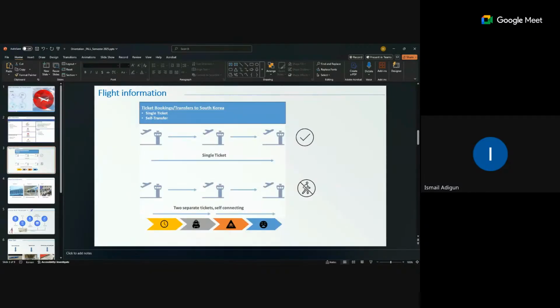So here you can see ticket booking and transfers to Korea. It is very, very important to listen to what they've said today. Here you see single ticketing and self transfer. You have a single ticketing and you have two separate transfers. It is highly recommended to choose the single ticketing.